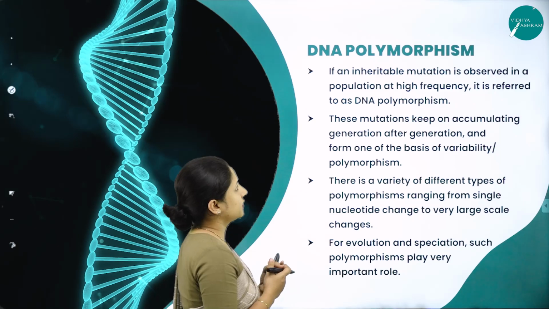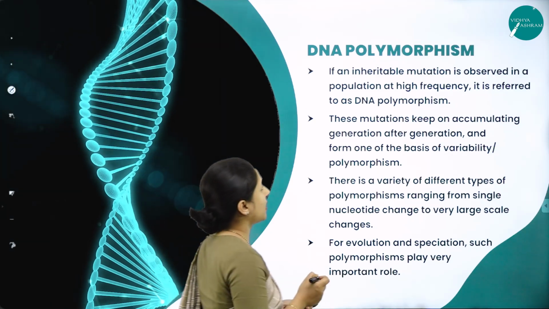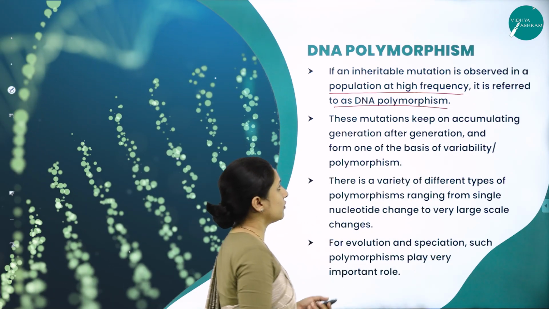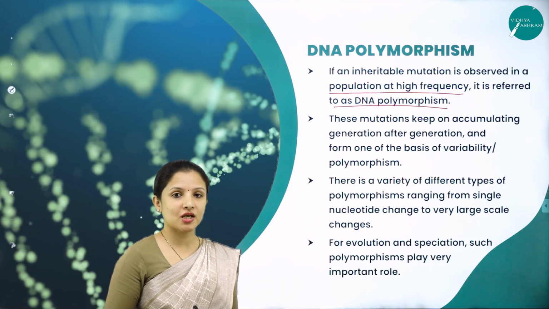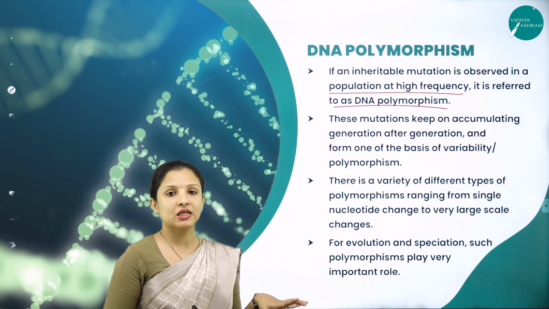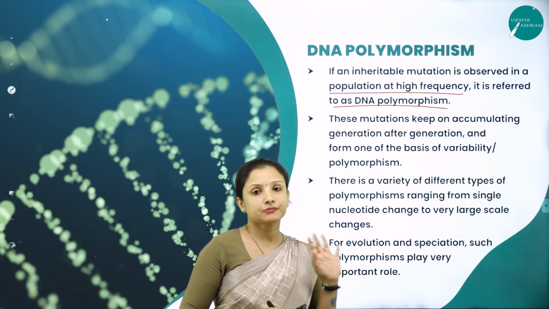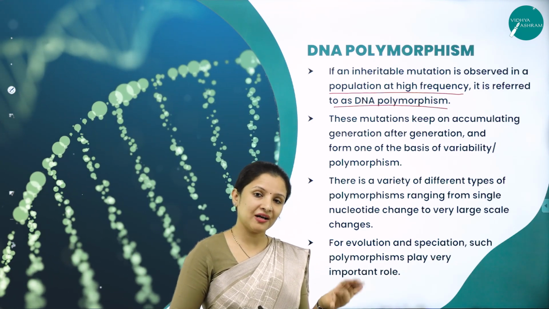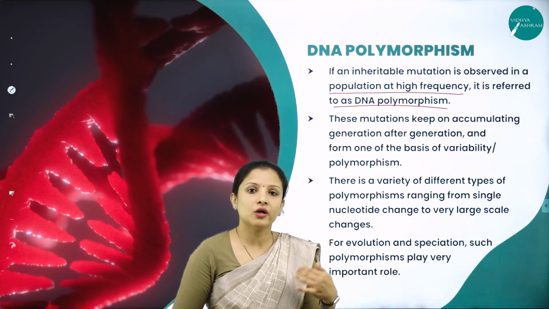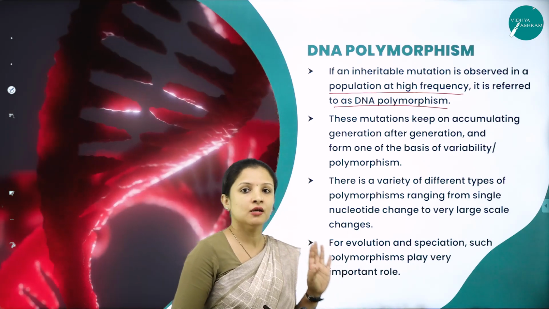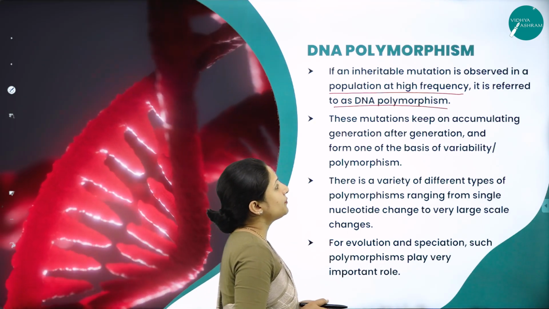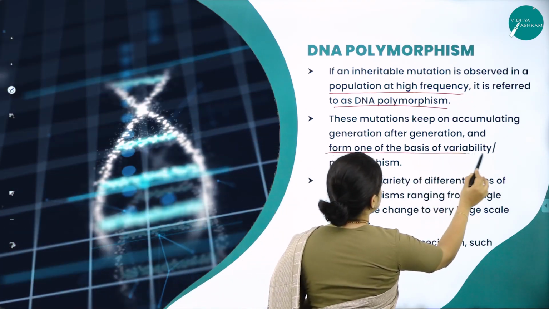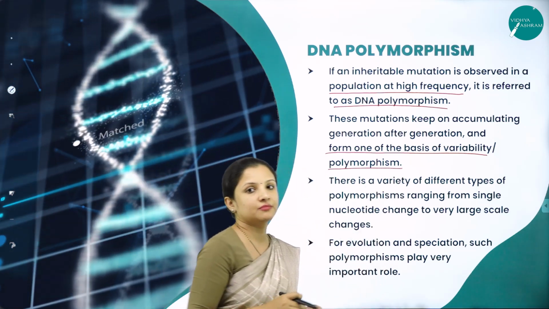DNA polymorphism is an inheritable mutation observed in a population at high frequency. These mutations will not cause any problem to the individual because they do not code for any of the proteins. They are not coding genes and therefore they do not cause any problem. But these mutations are needed at a slower rate for the evolution process to take place. They keep accumulating generation after generation and form one of the bases of variability, or polymorphism. That's true, right?